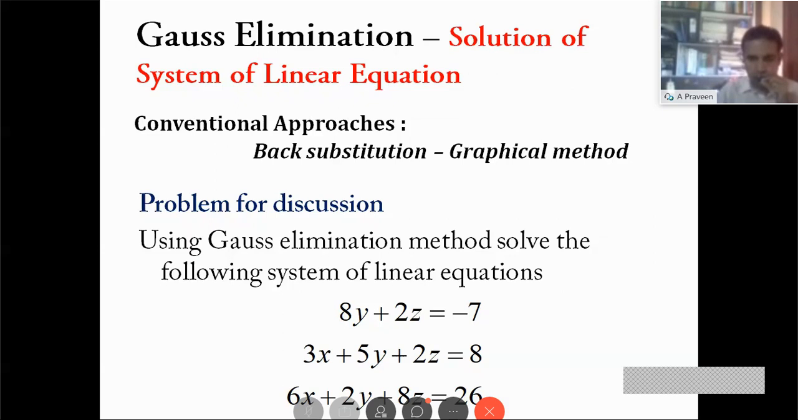So you see three equations on the board. 8y plus 2z equals -7. 3x plus 5y plus z equals 8. 6x plus 2y plus 8z equals 26. These are the three equations that are given to us today. Now we need to understand, we need to obtain the values of x, y, and z, which will satisfy these equations.